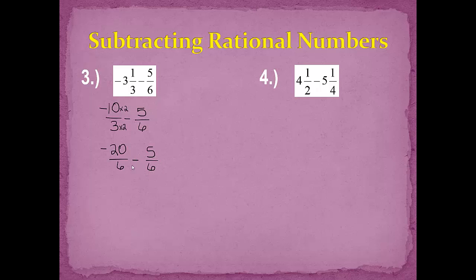When we are subtracting, that would be the same thing as adding the opposite. We want to do this because our first fraction is negative, and our second one is positive. So I have negative 20/6 plus negative 5/6. Now I can add my numerators, so negative 20 plus negative 5, and my denominator will stay the same, so it'll be over 6. Negative 20 plus negative 5 is negative 25, so I have negative 25/6.